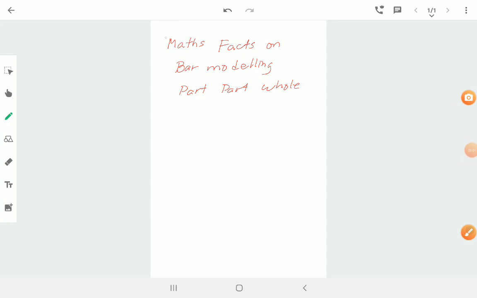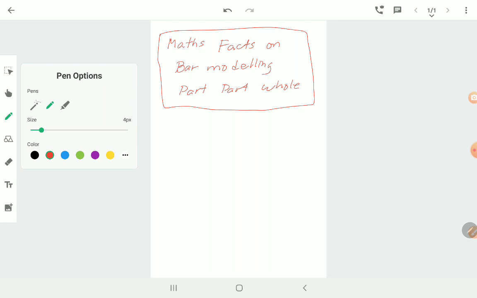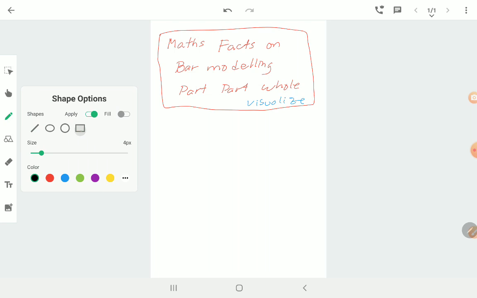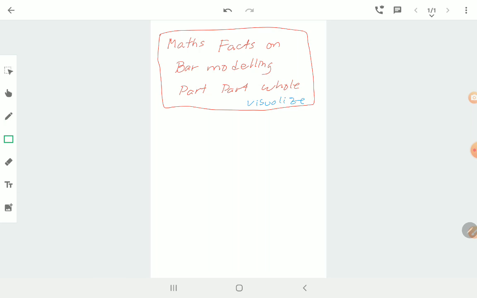So in this video, we're going to discuss math facts on bar modeling on part-whole. Basically, you need this for you to be able to visualize, right? Because you actually need to visualize the problem, okay? And we're going to start with the most simple one, as I have told you during our lesson.